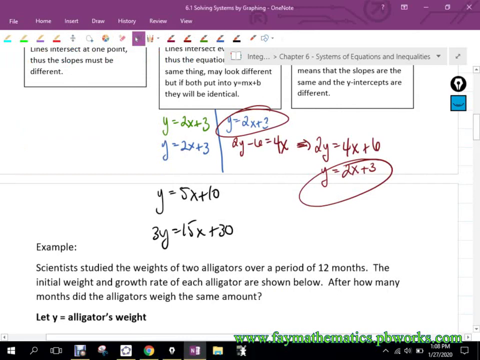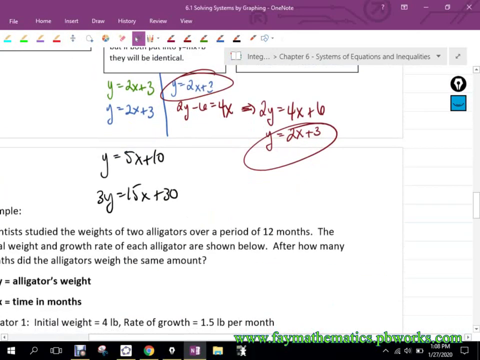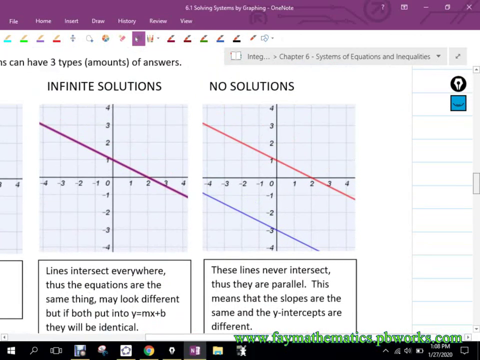This next one says that you could possibly have no solutions. So no solutions mean your lines have to be geometrically parallel to one another. Does that make sense? What did we talk about last week? That the slopes had to be the same if lines are going to be parallel.